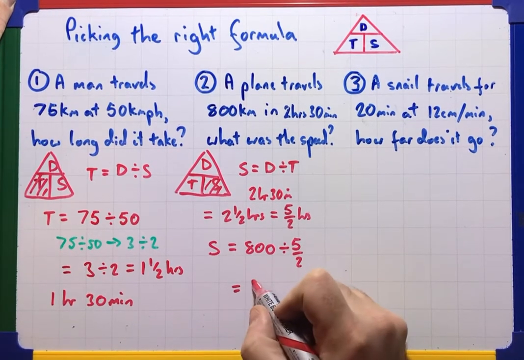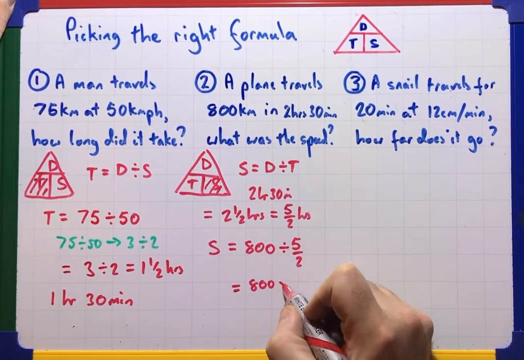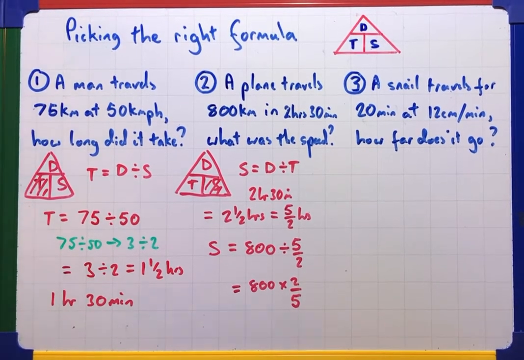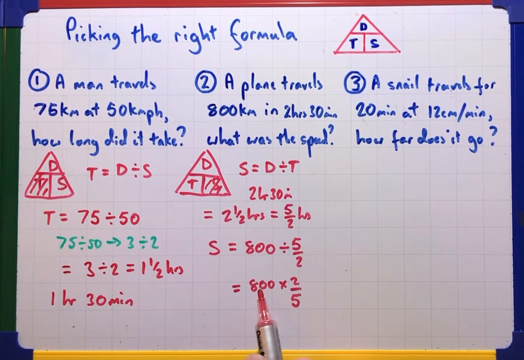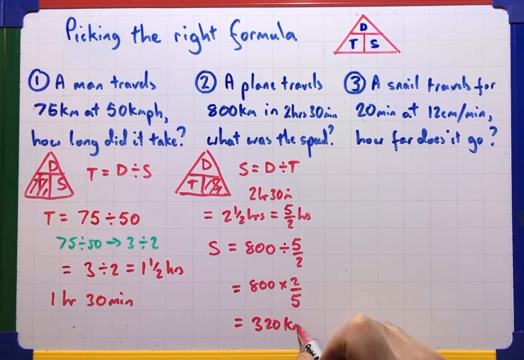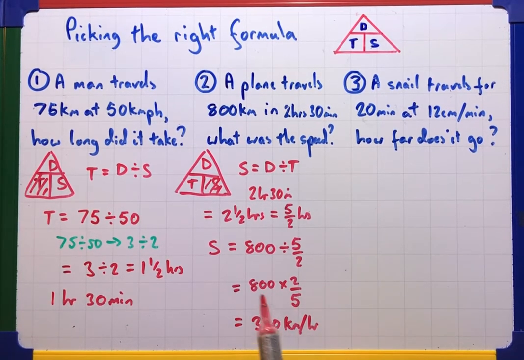Remember, that's the same as 800 times 2 over 5. So if we divide it by 5, we're going to get, what's that, 160. 160 times 2 would be 320 kilometers per hour. Okay, you can do a little sum if you like, but it's 800 divided by 5, then multiply your answer by 2.